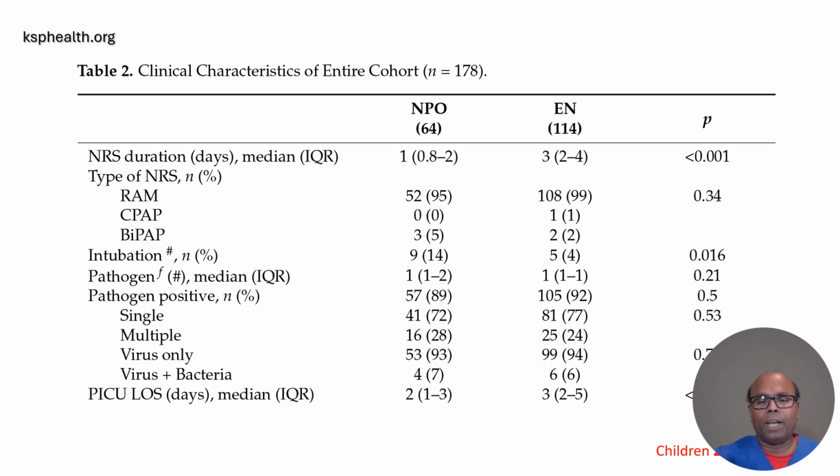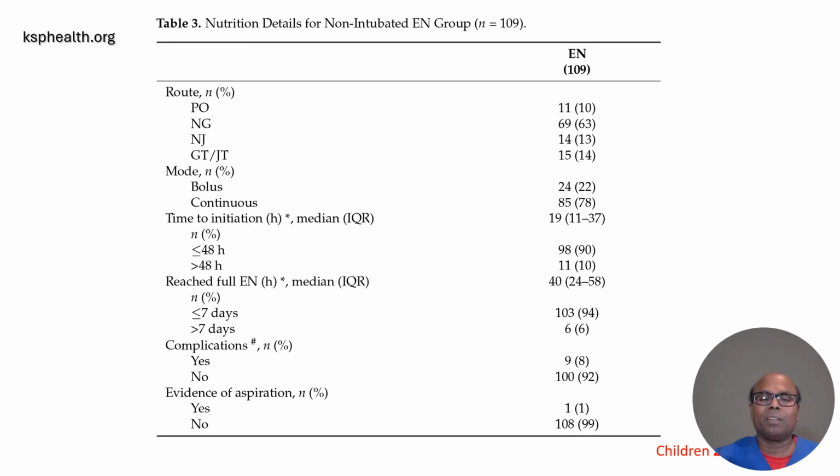They were using RAM cannula in significantly higher numbers. Out of 64 patients, 52 were on RAM cannula, and out of 114, 108 patients were receiving RAM cannula. It's very significant in my opinion. And look at the way the patients were being fed. This particular study did not include high flow nasal cannula. It included predominantly only the RAM cannula patients.